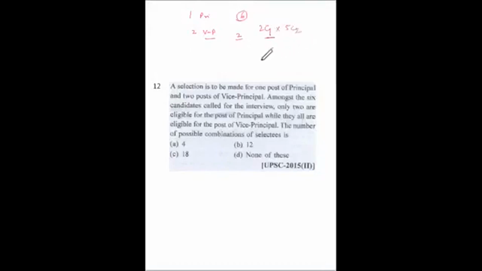So this comes 2 into 5 factorial upon 3 factorial into 2 factorial. It comes 2 into 5 into 4 into 3 factorial. So 3 factorial cancels out and 2 factorial is 2. So 10, and this is 20. So none of these is the answer.